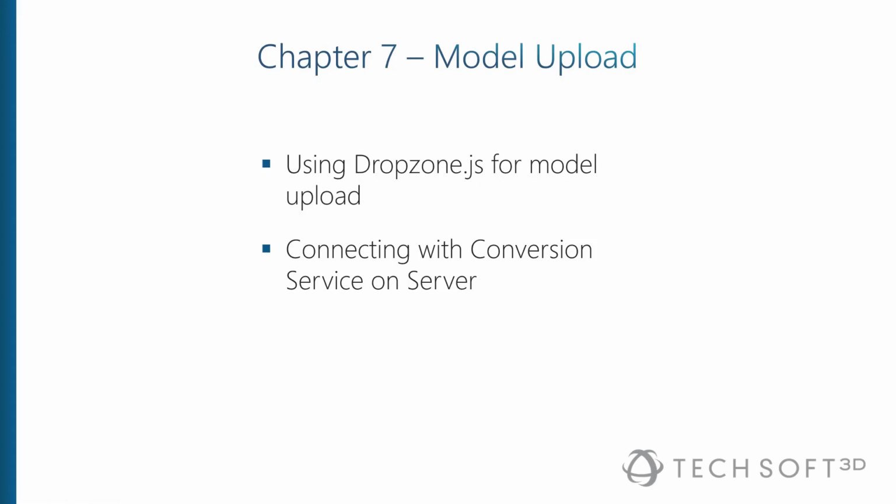In this chapter, we handle the file upload from the viewer using dropzone.js. We also connect to the conversion service we built in the first couple of chapters to convert the uploaded cut file. Okay, so let's get right into it.